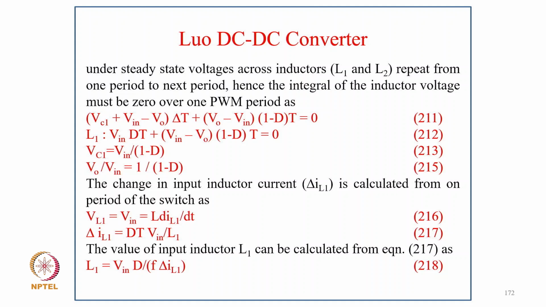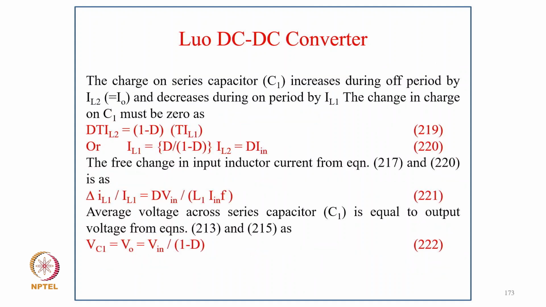And the voltage across L1 is Vin into DT plus (Vin minus Vc1) into (1 minus D)T equal to 0. From which we get Vc1 equal to Vin upon 1 minus D, and from these two relations we get V0 upon Vin equal to D upon 1 minus D. So the change in the input inductor current is calculated from VL1 equal to L1 dI1 upon dt, and delta IL1 upon DT equal to Vin upon L1. The value of the input inductor can be calculated from L1 equal to Vin D upon F delta IL1. So the charge of the series capacitor increases during the off period by IL2, that is I0, and decreases during the on period by IL1.